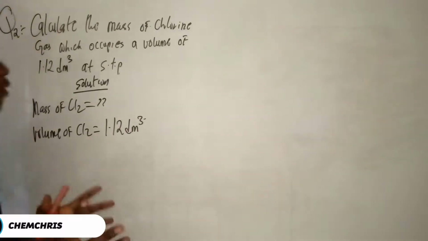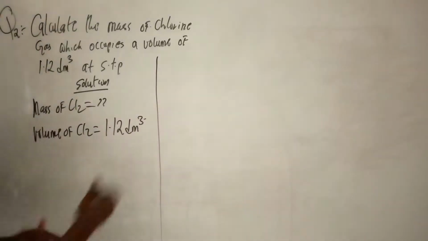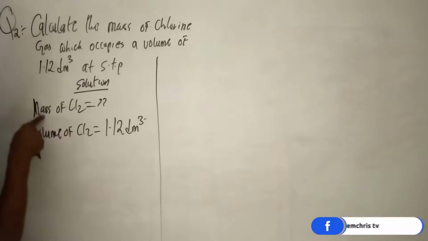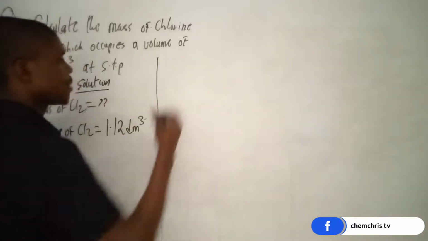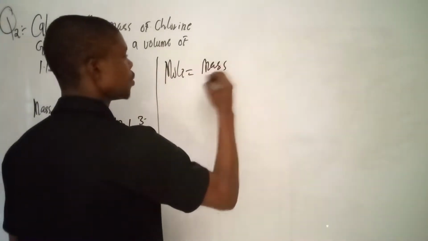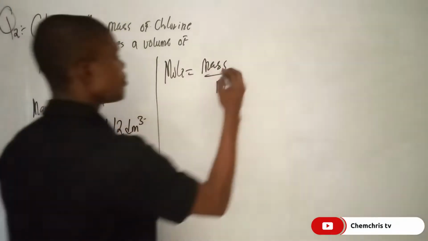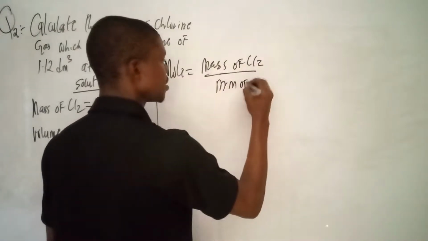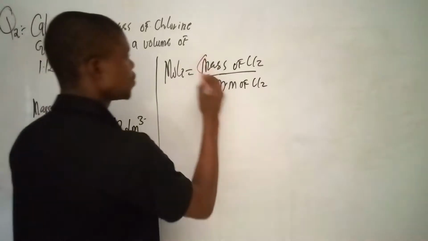Now we are going to link two formulas, right? What we want to do here is to link the formula that relates mass and the formula that relates volume. So remember the first formula here: mole equals mass over molar mass. Because we are talking about chlorine, it's going to be mass of Cl2, which is the chlorine gas, over molar mass of Cl2.